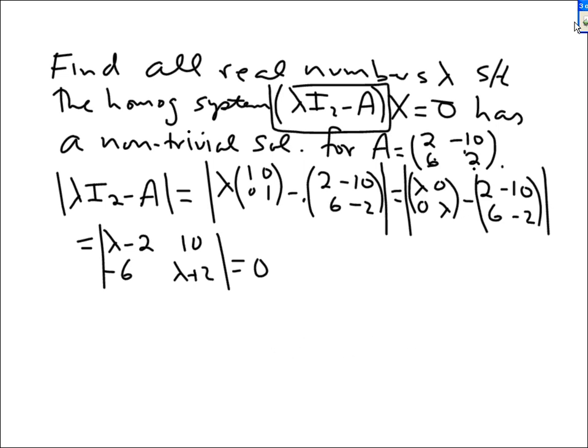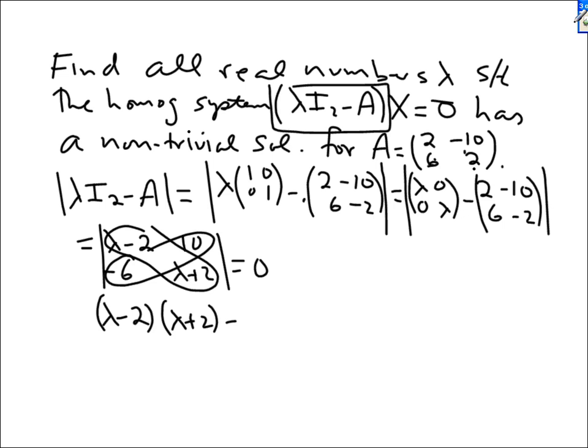So like always, first you multiply those two and you get lambda minus 2 times lambda plus 2 minus this product, which is negative 60. Okay, so what happened? Something just isn't working out friendly for us. So let's see what's the problem.